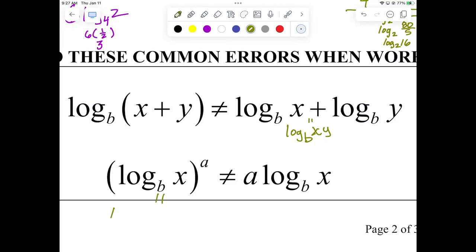This right here is actually equal to log base b of x times log base b of x times dot dot dot log base b of x, a times. That's what that means. There's a of them multiplied together. This one is actually equal to log base b of x to the 8th power. If you want to put parentheses like that to emphasize it, there you go. Okay? So those are what they're equal to, but they're not equal to each other. Got it?